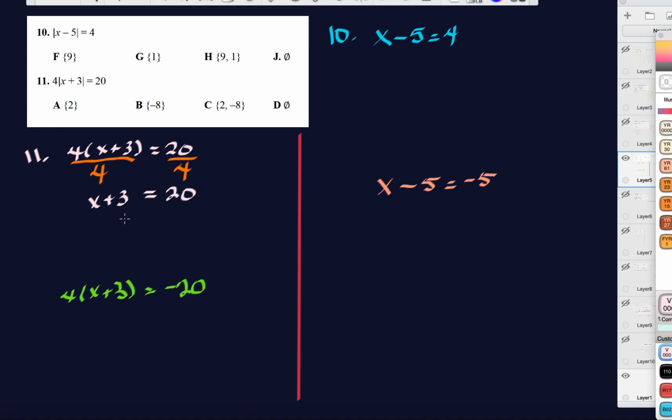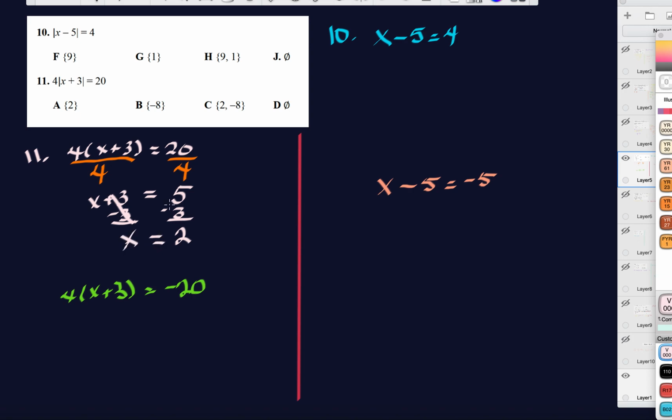All right, and now we just subtract 3 from both sides. Ah, I made a mistake. Did you see it? It's not 20, dummy. It's 20 divided by 4, which is 5. There we go. Fixed it. All right, so now subtract 3. See how much fun this can be? All right, 5 minus 3 is 2, and so x equals 2.